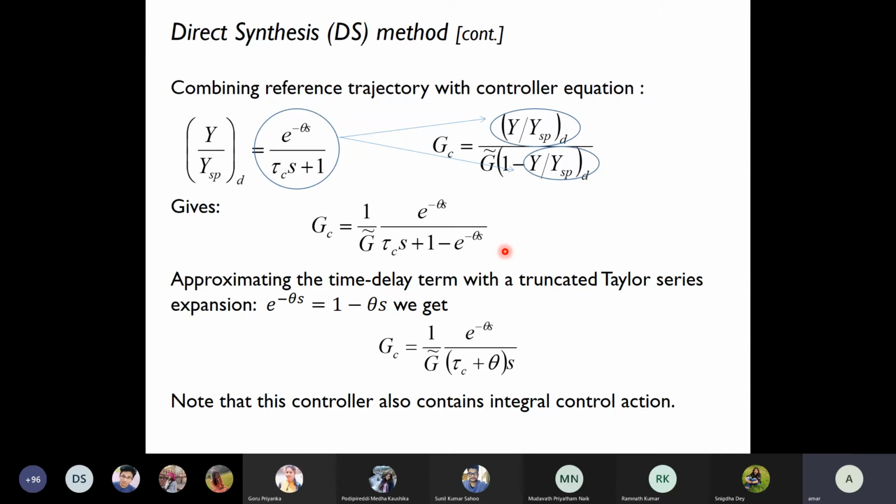Now e to the power minus theta s, I can approximate using a truncated Taylor series expansion, the first order Taylor series expansion, which is 1 minus theta s. So if I put e to the power minus theta s as 1 minus theta s, then Gc will become 1 by g tilde, e to the power minus theta s by tau C plus theta s.